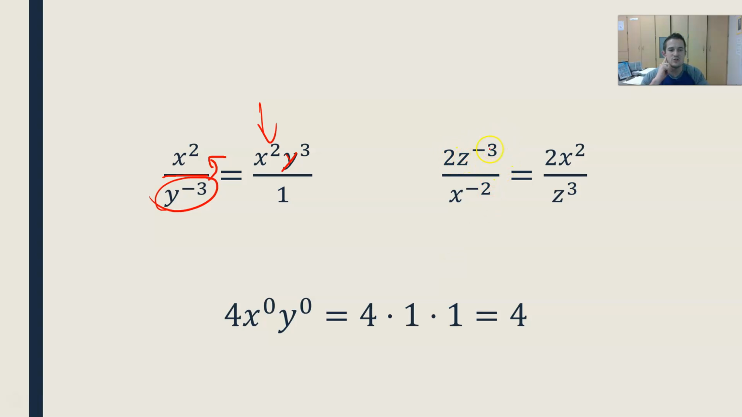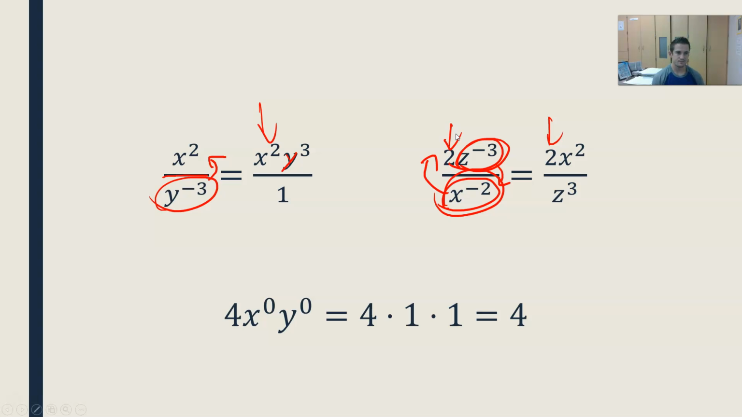Here I have 2z to the negative 3 power over x to the negative 2 power. Well, this exponent is negative, so it's going to move to the bottom, flip the line, and change the sign. This negative exponent is going to flip the line and change the sign. So notice now this z to the negative 3 turns into z to the positive 3 in the bottom. This x to the negative 2 turns into x to the positive 2 in the top. And this 2, it didn't have any exponents on it, so it's just going to stay exactly where it is.